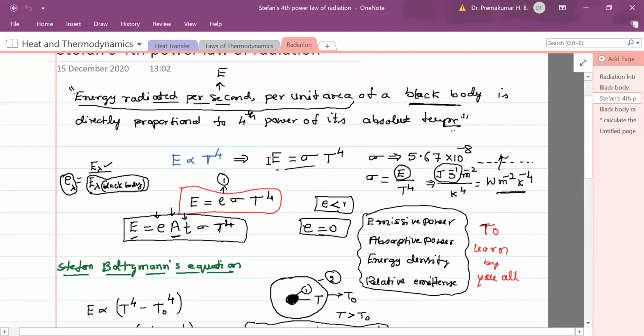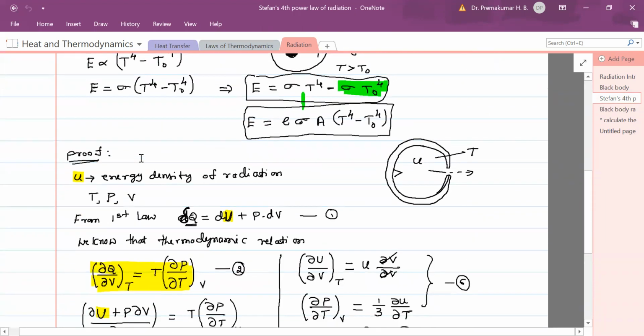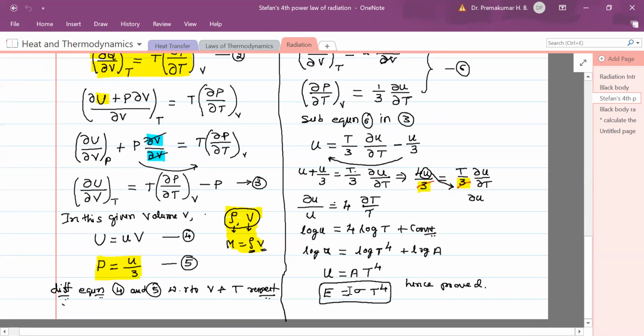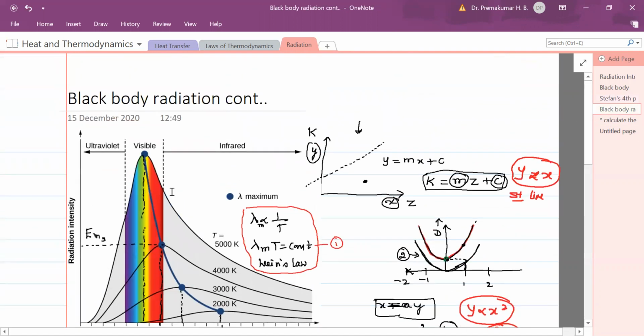Then, by substituting that Stefan constant, we had an equation, this one: E is equal to sigma T to the power of 4. Then after that, we generalized that equation for all surfaces other than the black body, whatever the surface area. And apart from that, we got even proof for Stefan's fourth power law. We have proved that theoretically also, E is equal to sigma T to the power of 4.